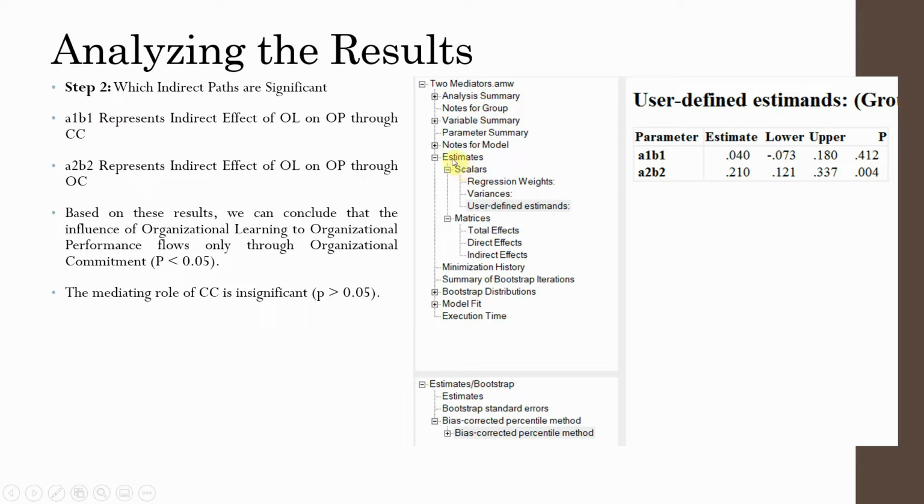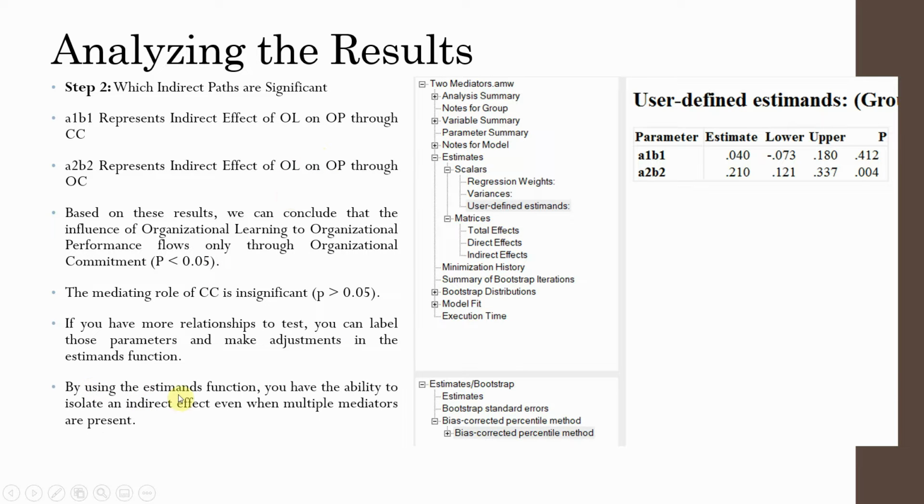How do you get this table? You have to go to estimates, scalars, user defined estimates. Select user defined estimates from this top tree structure and bias corrected percentile method from this bottom tree with the options estimates and bootstrap, and you will get this table. The mediating role of CC is insignificant. Why? Because this is greater than 0.05. If you have more relationships to test, you can label those parameters and make adjustments in the estimate function. Now you can add further mediators if you want and use the same procedure.